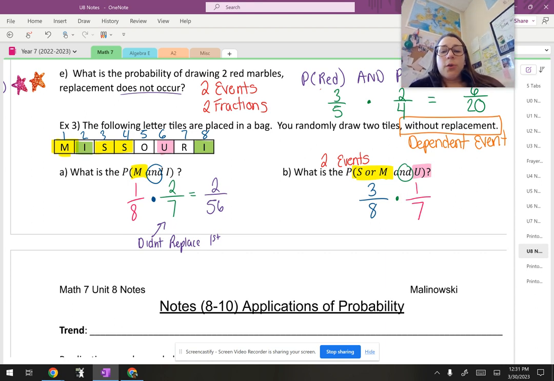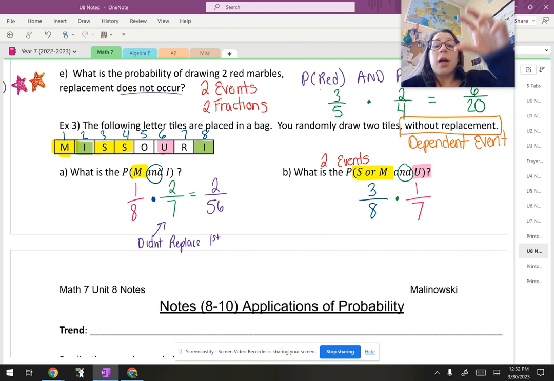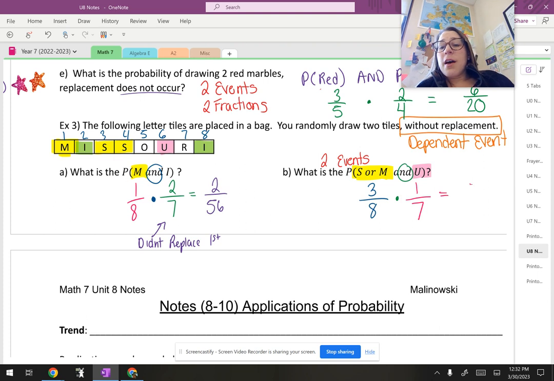7. Now, if anyone thought it might be 5 because of the 3 on top, you're not alone in that. That is a very common thing. But even though the probability of getting an S or an M is 3/8, that doesn't mean I'm picking 3 tiles. I'm still only picking 1 tile per round. So even though I have a 3/8 chance, out of those 3 tiles that are S's or M's, I'm only taking 1 of them out. So we're still only subtracting that denominator by 1 there. Final answer, 3/56.